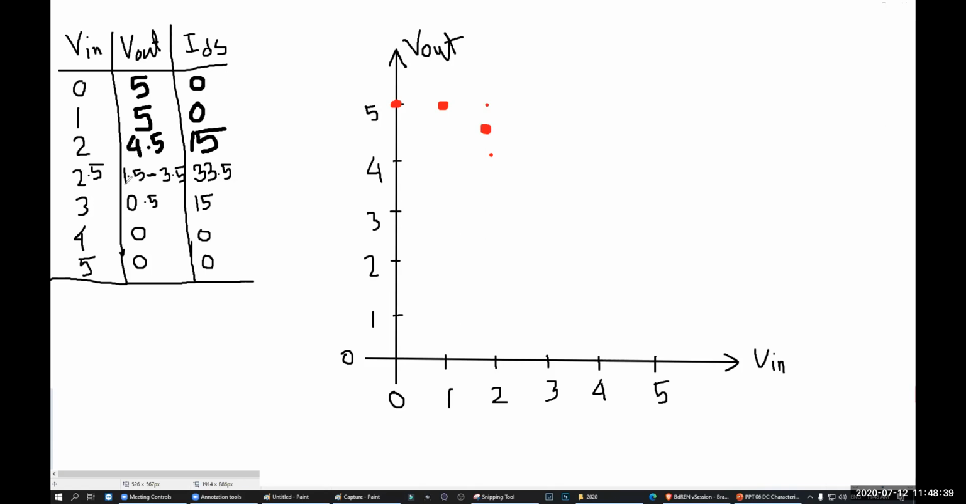For 2.5, we will write it later. For 3, the value is 0.5. This is 3. This is 1. So this is 0.5. For 4, the value is 0. For 5, the value is 0. For 2.5, okay, let's draw a line now.